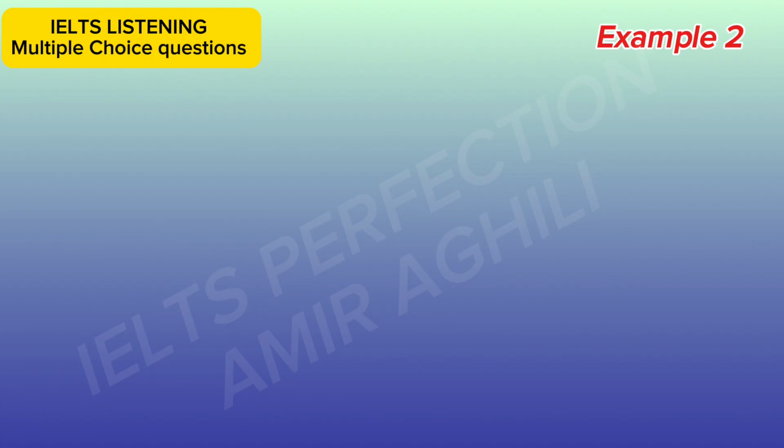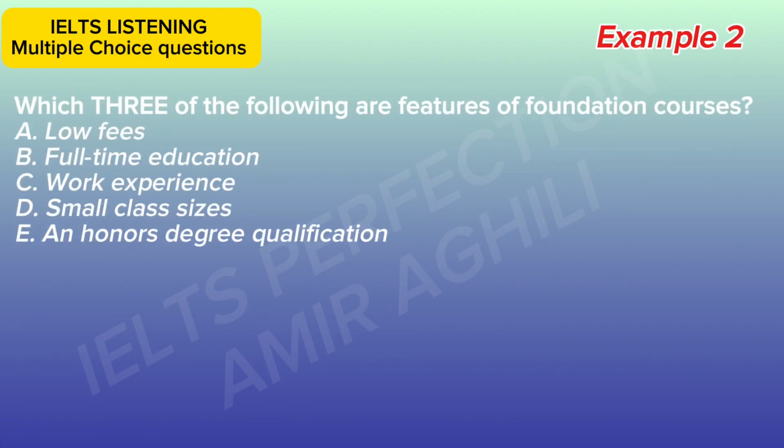Next example is a type 2 question. According to the question, you need to choose 3 items from the list. Obviously, by reading the question, we understand that the audio is going to be about the foundation course. So, we need to read the items 2 or 3 times before the recording begins. So as we listen, we can easily choose the right answer.